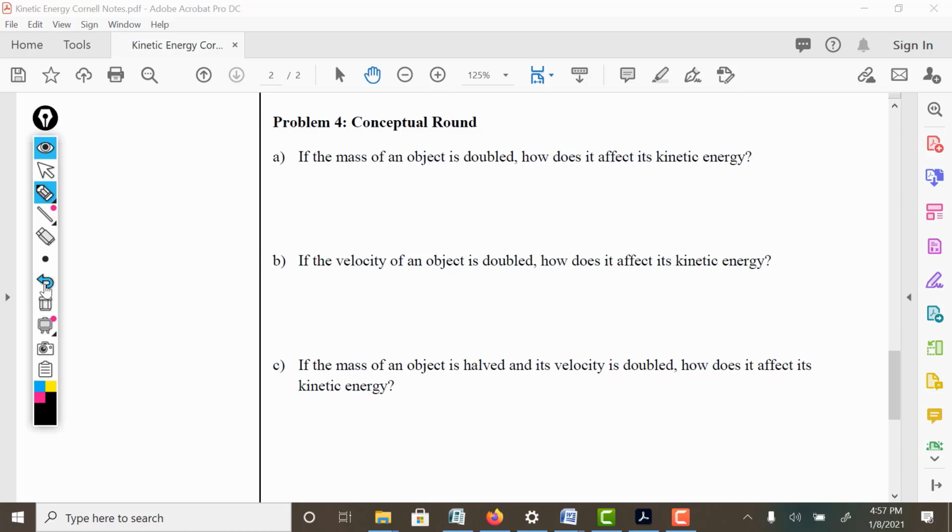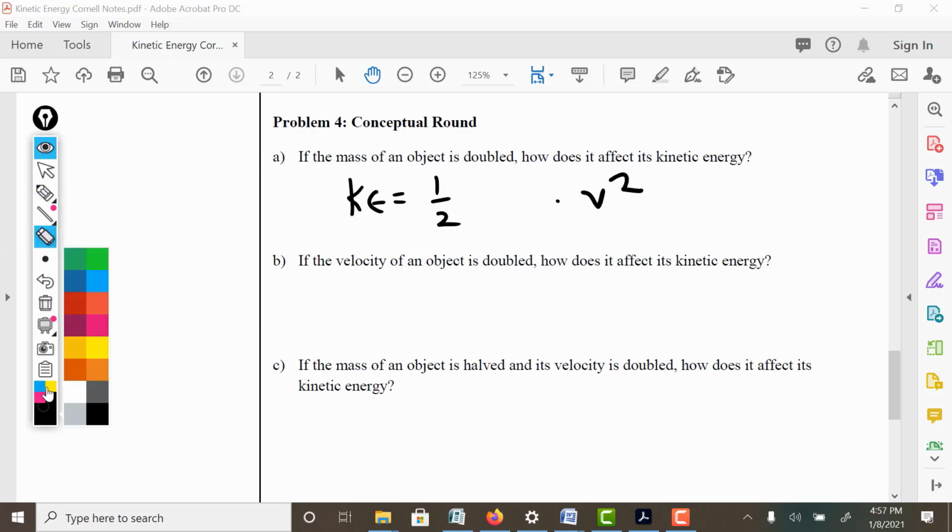If the mass of an object is doubled, how does it affect the kinetic energy? So here's kinetic energy is 1/2 mv squared. But what I'm proposing to you is this. If I double the mass, right? I'm doubling the mass. That means I'm going to 2m.